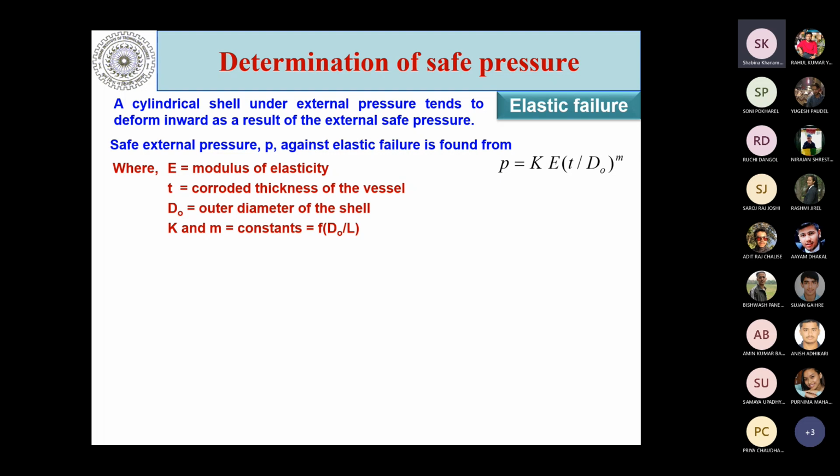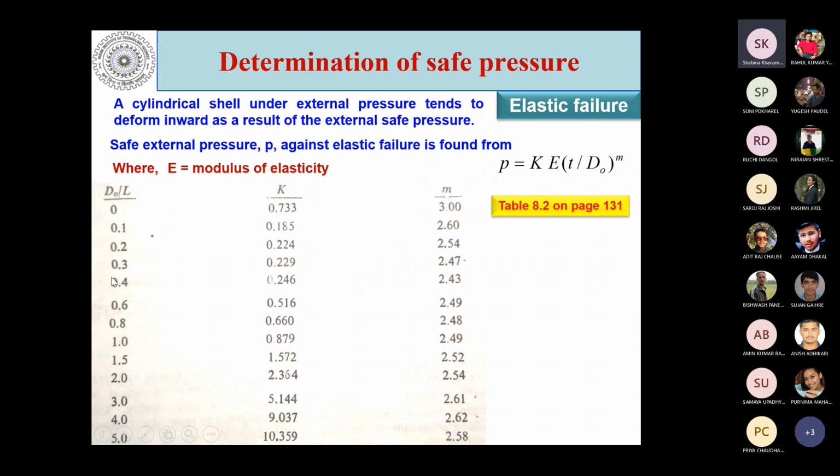Now, as far as K and M are concerned, these are constants, which are a function of dO by L. So outer diameter and length you already know, and this K and M we can find using table 8.2 in BC Bhattacharya, and this is that table. Here I have dO by L, K and M, so different dO by L and K and M values. You can read from here. If the value lies between two values, we can consider interpolation.